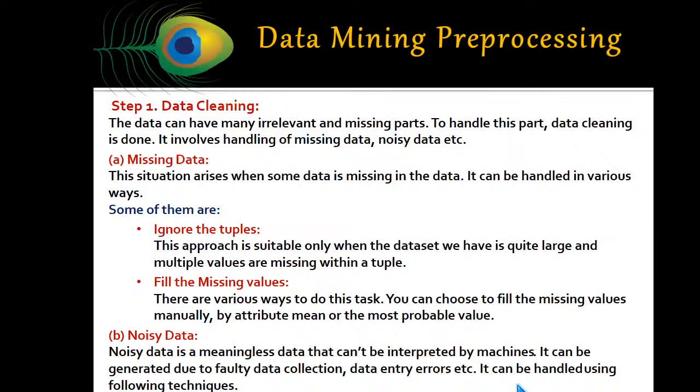What do you mean by faulty data here? They have mentioned it is generated due to faulty data collection, right? Suppose you are typing, and instead of typing the name, you type something random, like ABCDQFG. That cannot be the name of a person, right? So it can be called faulty data collection. Those kinds of noisy data should also be handled.